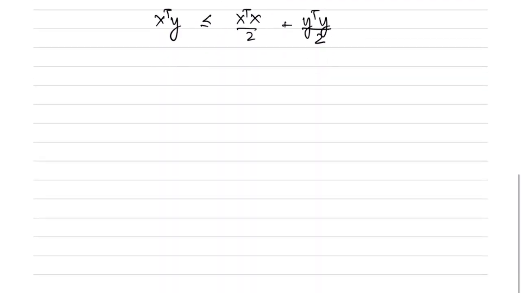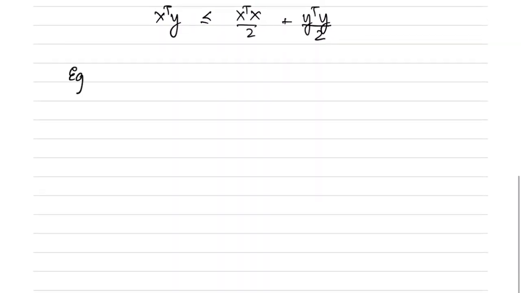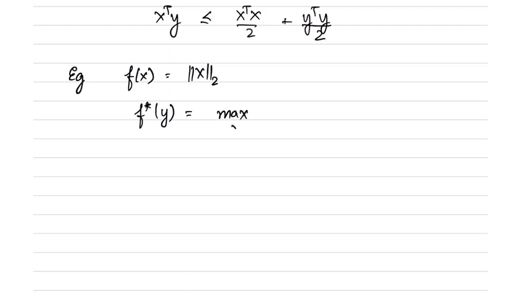Let's take a more complicated example. So let's consider f of x equal to norm of x, right? So this is the L2 norm of the vector x. Let's calculate f star of y as max over x of x transpose y minus norm of x. So how do we solve this? To get an intuition as to what is going on here, it might be beneficial to first consider the n equal to 1 case.